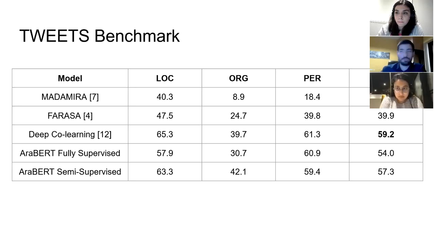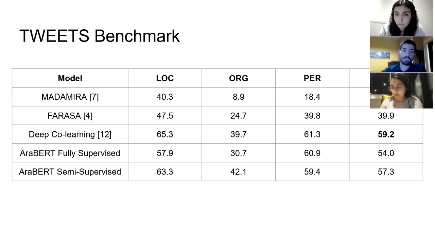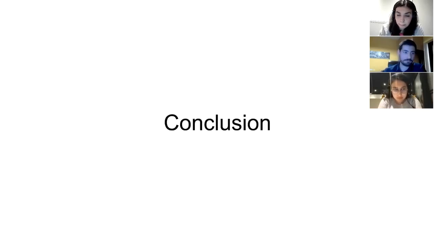Okay, so for the last data set, which is a tweet data set, only on this data set, the deep learning approach has the highest score, which is better than our approach. The reason behind this result is that maybe the Arabic model was pre-trained on modern standard Arabic corpora, which highly differ in nature from tweets. In this data set, the tweets are mostly in Egyptian dialect and contain mistakes and misspellings.